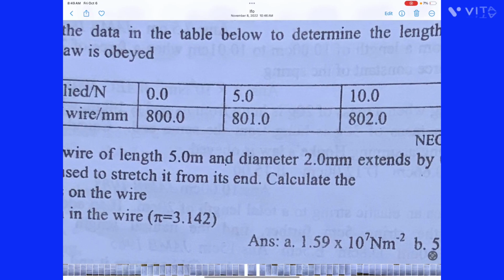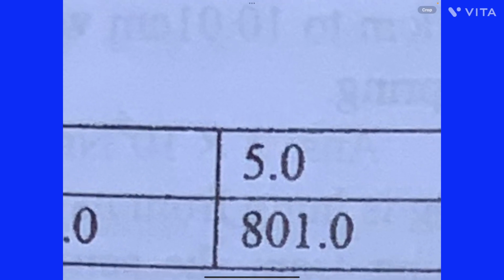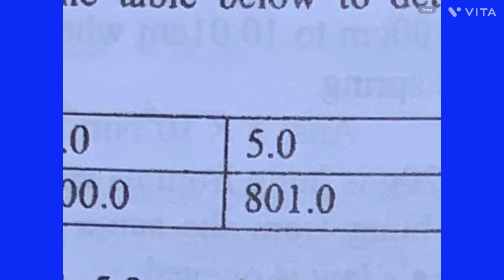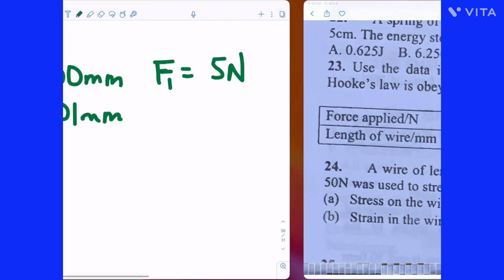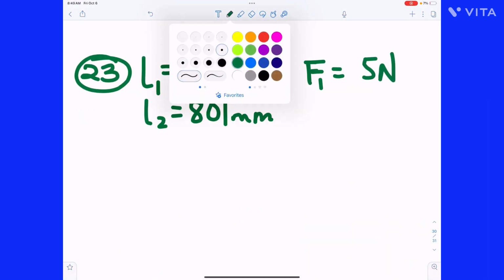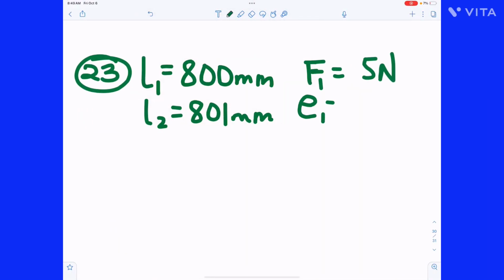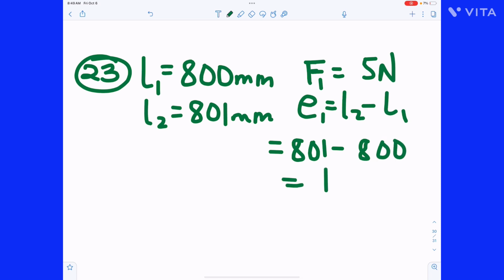Look at the table very well. When a force of 5 newtons is now applied on the wire, its final length became 801 millimeters. So that means the extension produced by this 5 Newton force will be L2 minus L1, which is 801 minus 800, which is what? 1 millimeter. Can you see that?